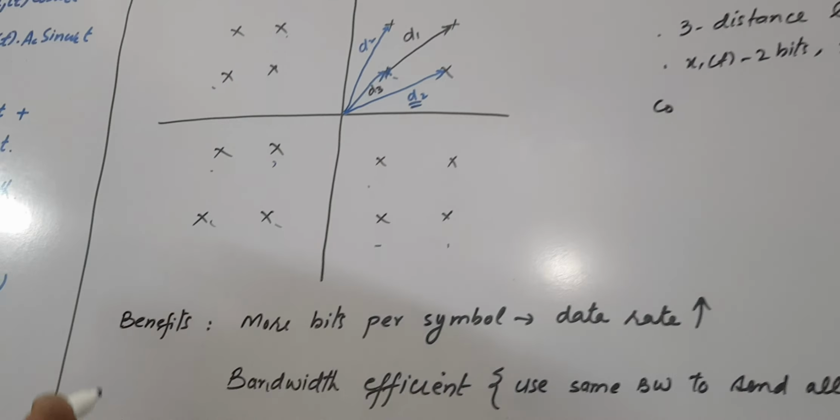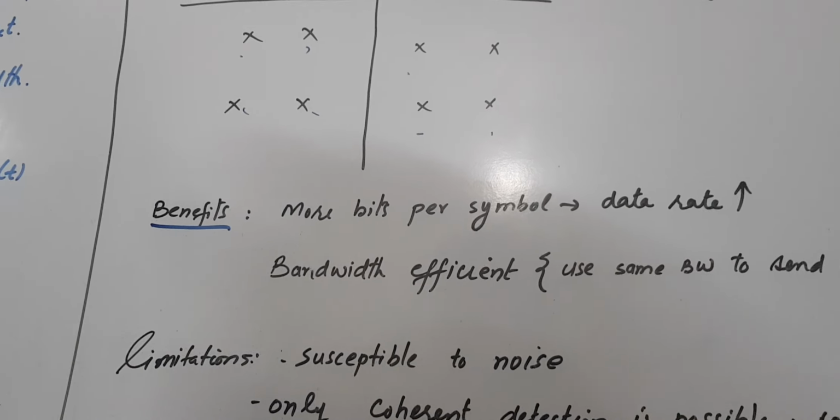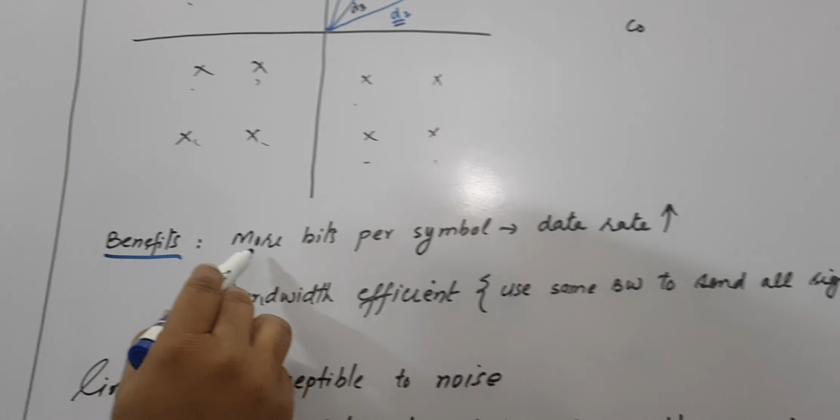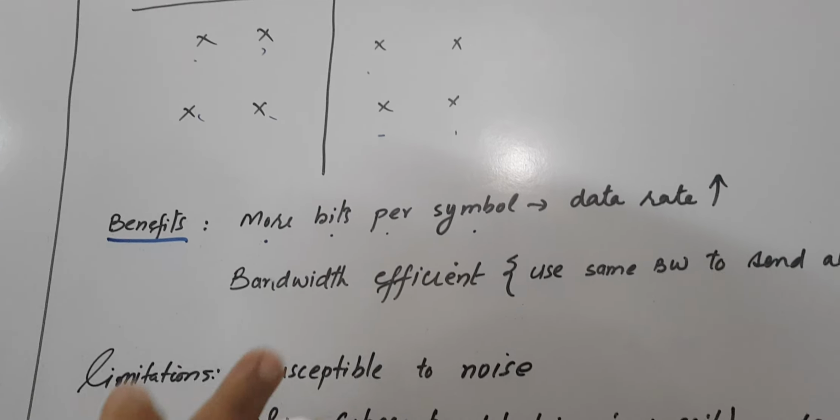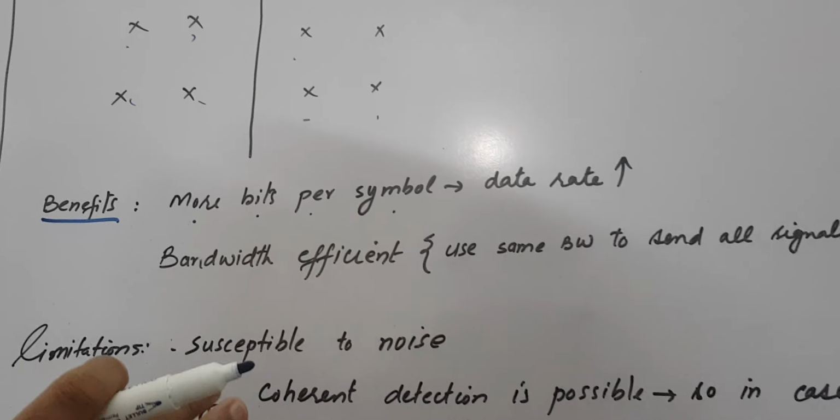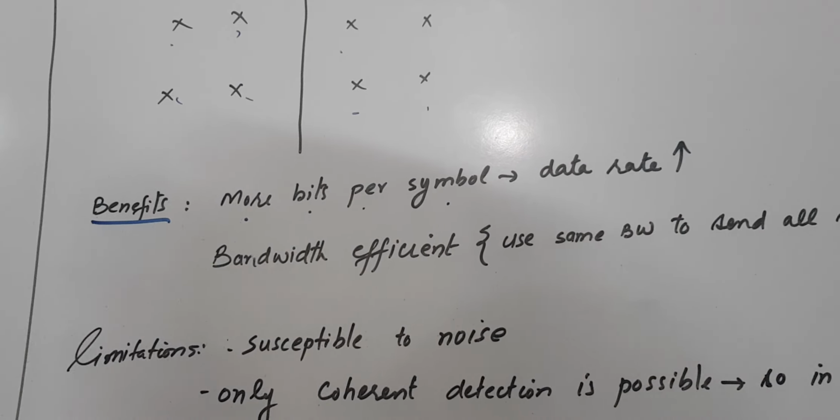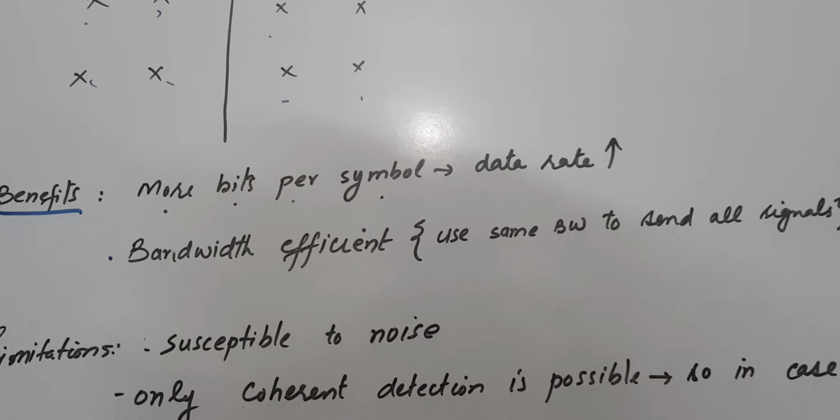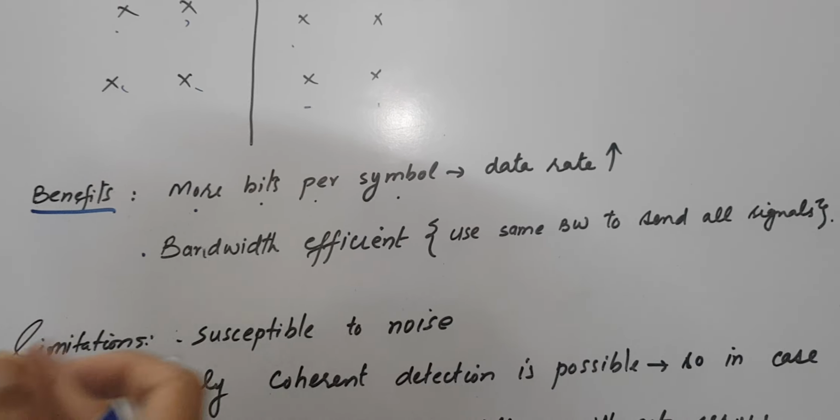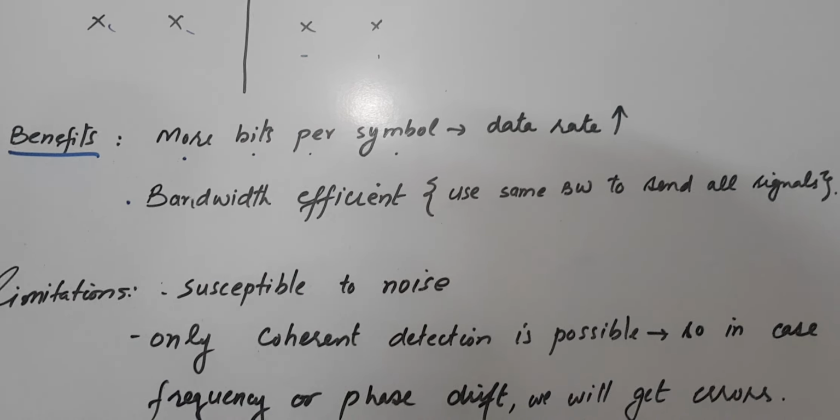Let's discuss the benefits of quadrature amplitude modulation. You are transmitting more bits per symbol. If you send more and more bits per symbol, you are increasing the data rate, so your data rate is increased. Second, you are transmitting more bits through the same bandwidth. You are transmitting all the signals using the same bandwidth, so it is bandwidth efficient as well.